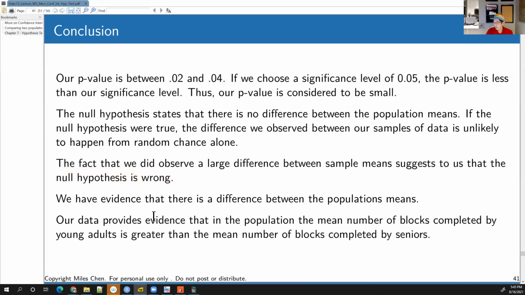Okay, so we'd say our data provides evidence that in the population, the mean number of blocks completed by the young adults is greater than the mean number of blocks completed by seniors. I know our alternative was non-directional, but we rejected that null hypothesis, and our data shows that the young adults did more than the seniors. Okay.